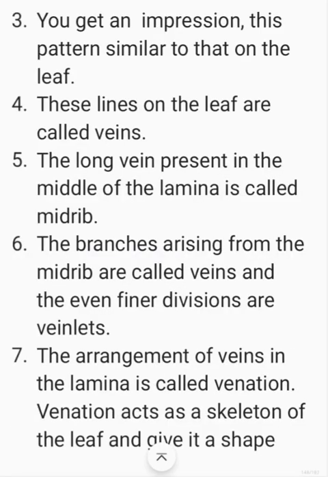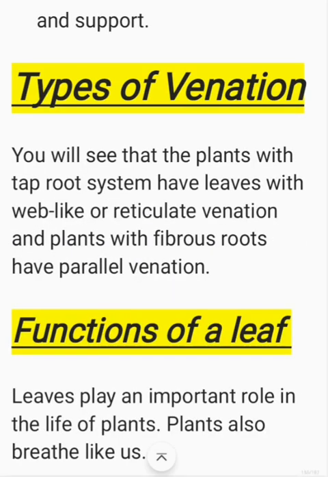Venation acts as a skeleton of the leaf and gives it shape and support. Types of venation. You will see that the plants with taproot system have leaves with web-like or reticulate venation, and plants with fibrous roots have parallel venation.